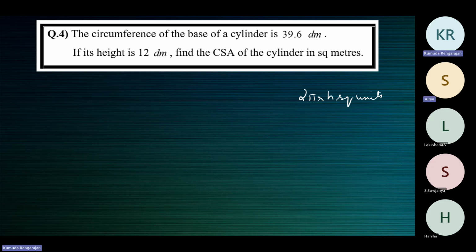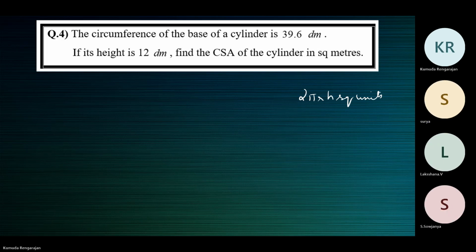Harsha? 22 by 7. No. Lakshana? Ma'am, the circumference of the base is 39.6 decimeter, which is 2 pi r is 39.6 decimeter. Circumference of the base is given. Circumference of the base is 39.6, correct?